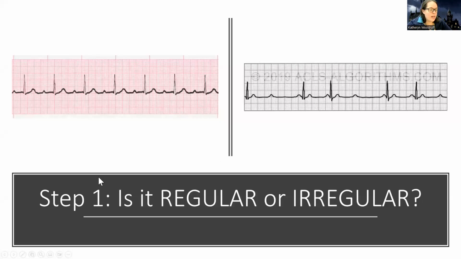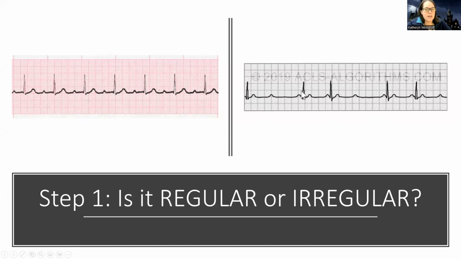The first question you need to ask yourself is, is it regular or irregular? So if you know that you're looking at a block, here are two different block strips. You want to look at, is it regular? If you don't know what that means, effectively it's asking, is there the same space between the pointy things, or the QRSs? This first strip over here on the left is regular. Or is it irregular? Look at the second strip. See how there are different spaces in between the QRSs, the pointy things?